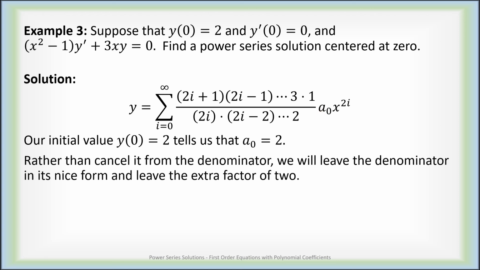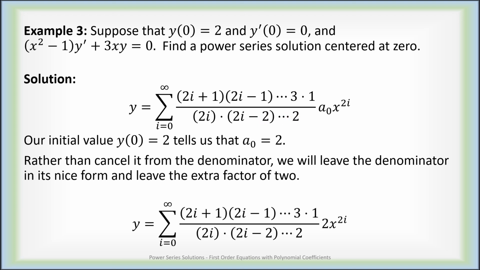We're not going to cancel it from the denominator, however, because this 2 in the denominator is a nice kind of thing to have for this formula. Take an even number, go down by 2's. So we're just going to leave it there as an extra factor of 2. So we have this product of all of the odd numbers up to 2i plus 1 divided by a product of all of the even numbers up to 2i times 2 times x to the 2i.